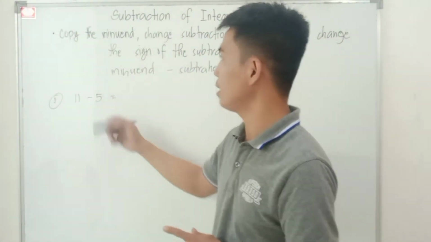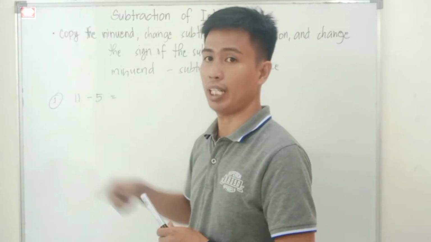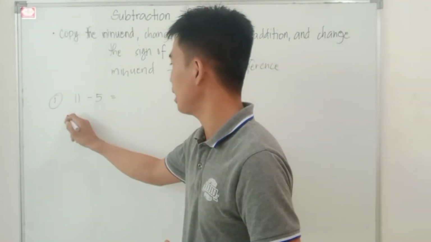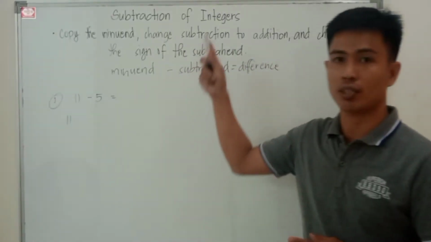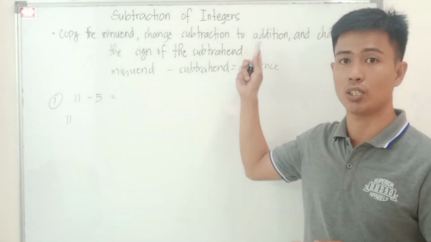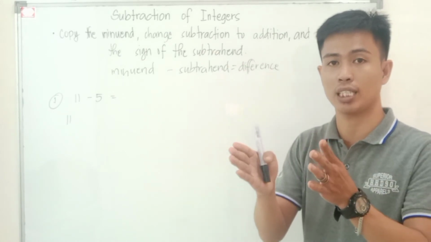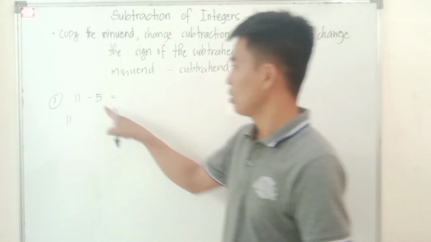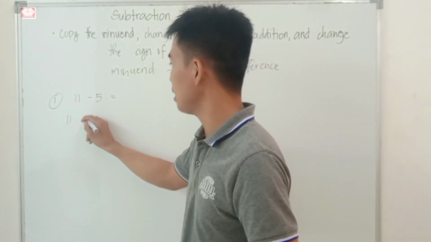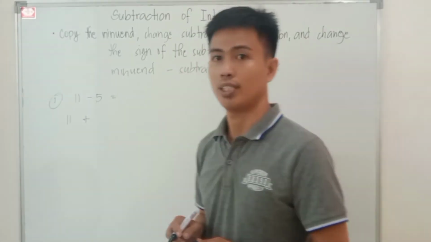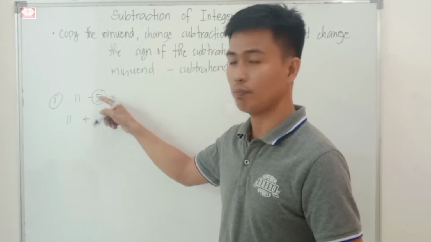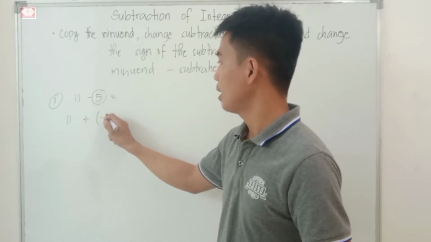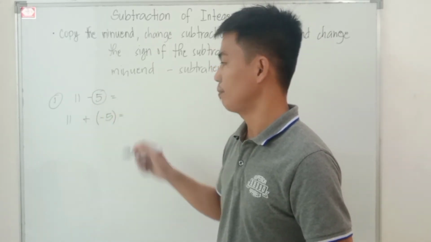So, in this given, the minuend is 11. So, we just copy the minuend, 11. And then, the next thing is to change subtraction into addition. Or, yung subtraction natin, gagawin nating addition. So, subtraction, gagawin nating addition. And then, we will change the sign of the subtrahend, positive 5, so siya ay magiging negative 5.